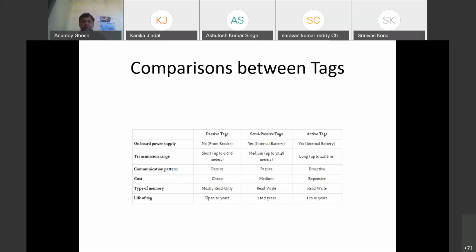So this is the comparison that is given over here. Read-write tags have a very high range as compared to passive tags, and onboard power supply I've already discussed: passive tags don't have any onboard power supply, while semi-passive and active tags have it. The communication pattern is passive for passive tags and for semi-passive tags, and for active tags it's proactive. That means in active tags the tag can also initiate communication with the reader. Okay, and the other things are very general terms.